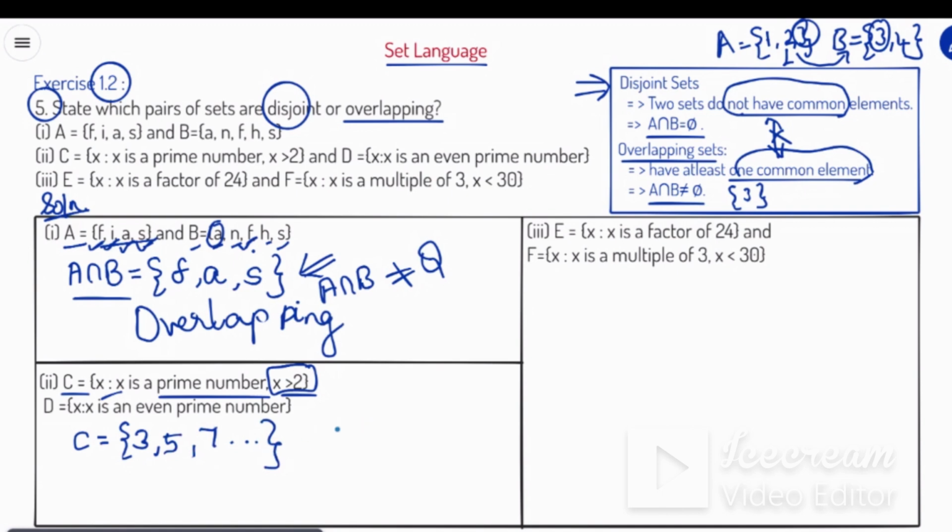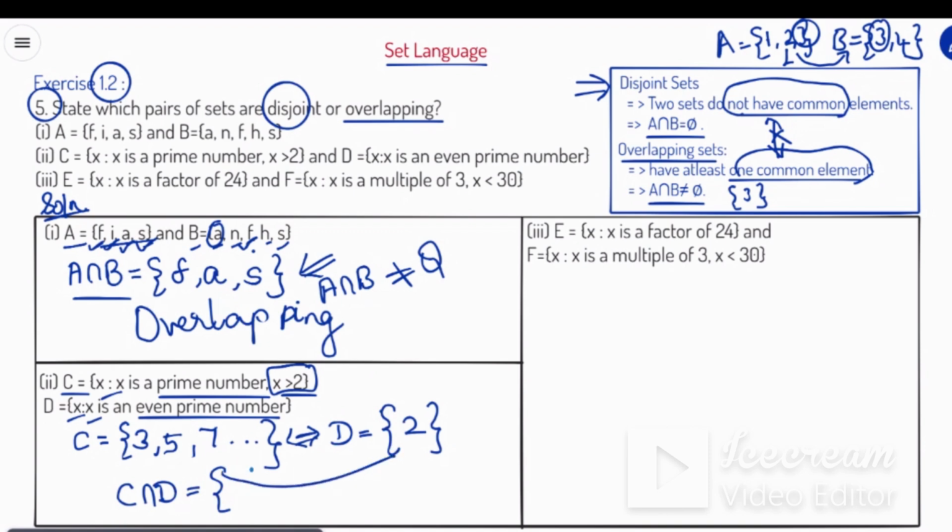Let us stop here for now and move on to set D. D is x such that x is an even prime number. We know there is only one even prime number. What is it? Yes, 2. So now if you see these two sets, C and D, let us try checking for common elements. In D there is only one element, so let's see whether we have this 2 in C. Do we have 2 in C? No, we don't. So now C intersection D is the null set or empty set, which is phi.